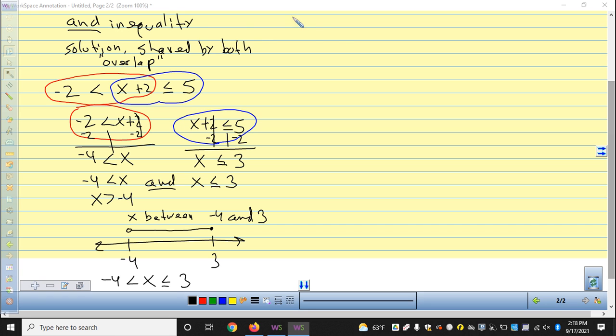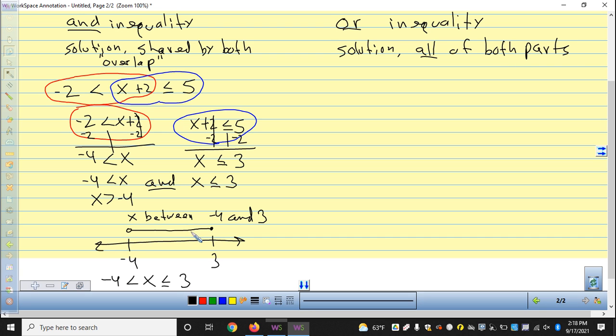For our or inequality, our solution is all of both parts. Here our solution is where the two overlap. We're between something. For an or inequality, it's all of both parts. So our example, 6x minus 1 less than or equal to negative 7, or 2x plus 1 greater than 5.